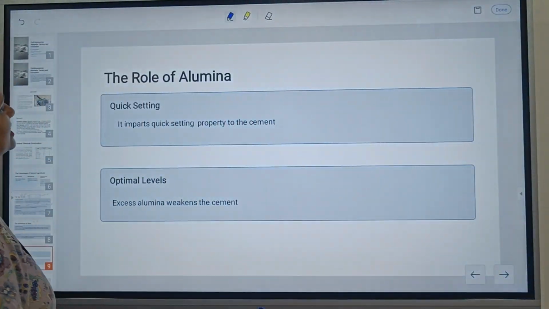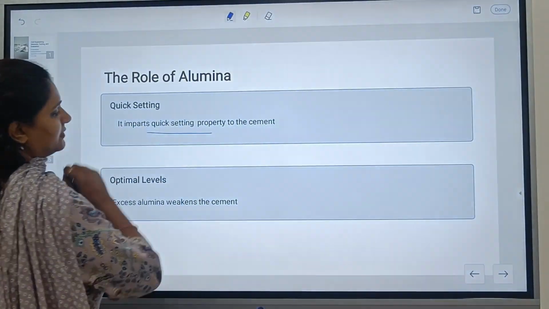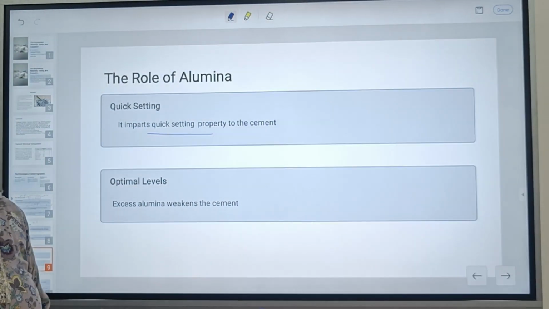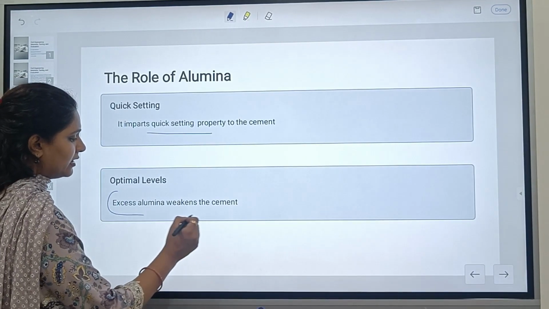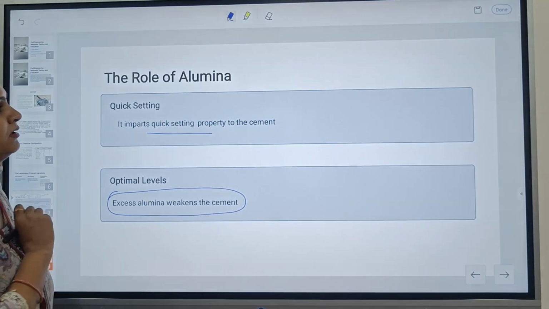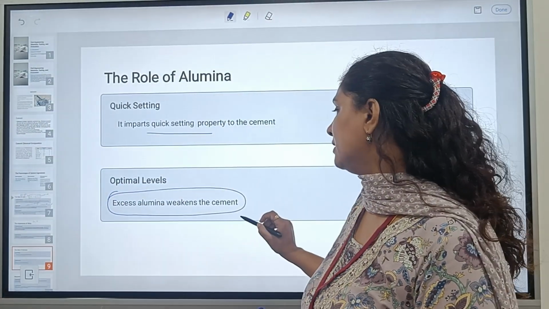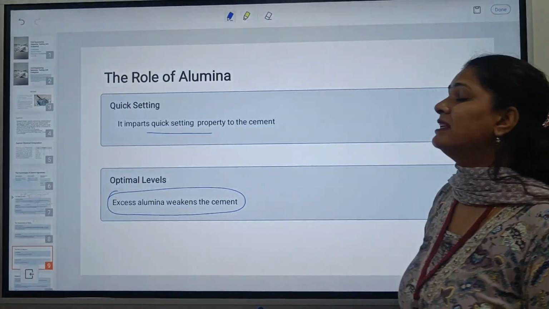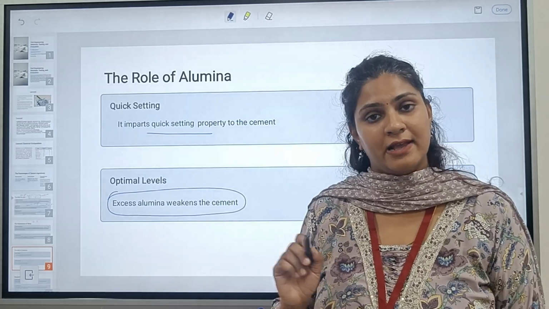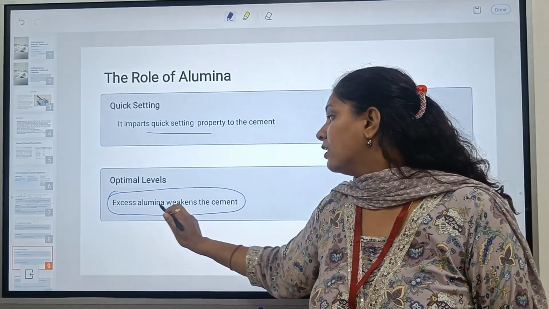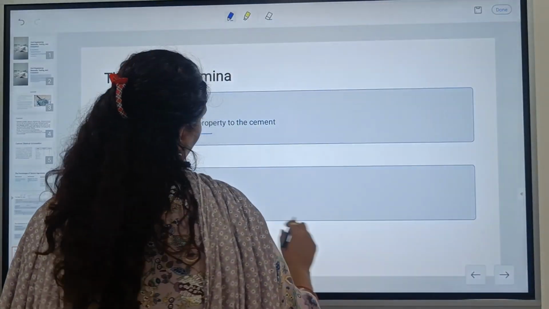Now, the next one is aluminum. It imparts quick setting. It gives quick setting to the cement. If it is in excess, there is a fixed range for this also. If it is in excess, it weakens the strength. Somehow it will provide strength, but if it is provided in excess, it will make the cement weak.